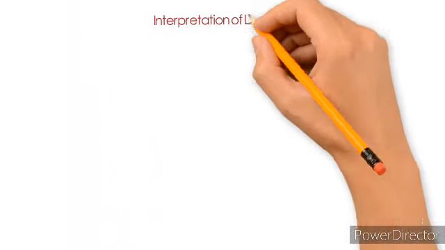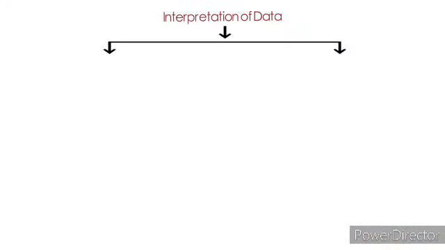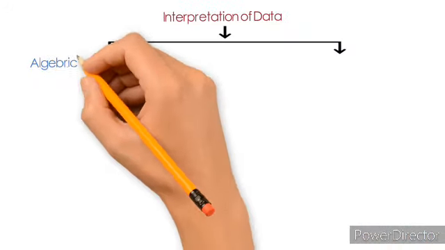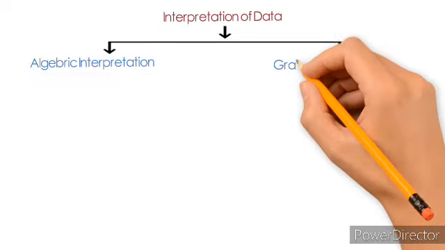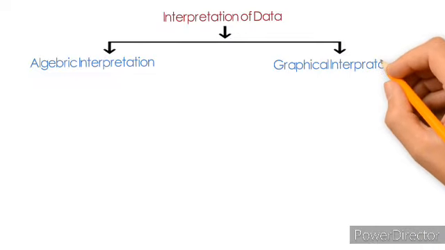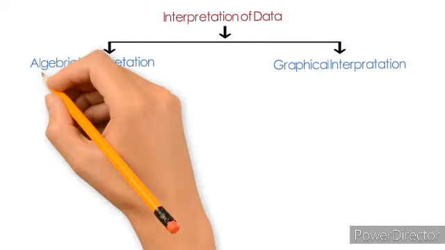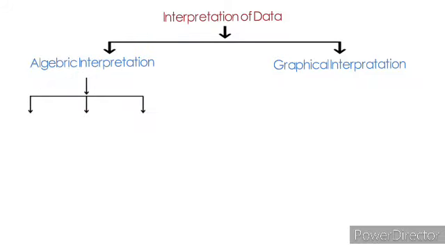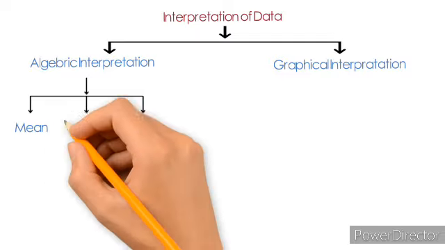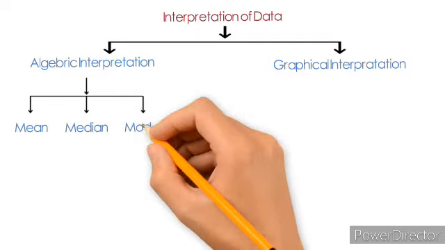So in this chapter, we will be learning interpretation in 2 methods: algebraic interpretation and graphical interpretation. In algebraic interpretation, we will be finding the measures of central tendency, that is mean, median and mode.